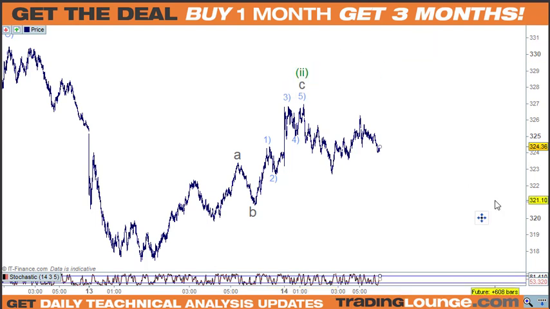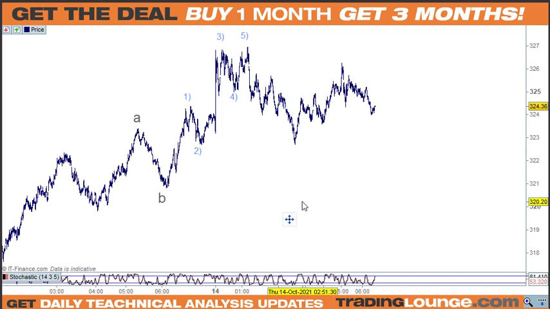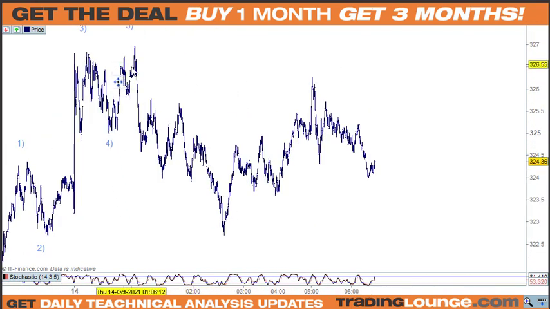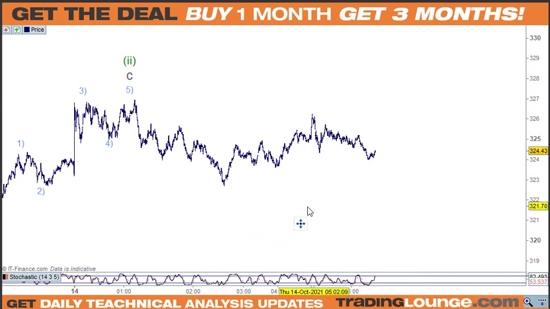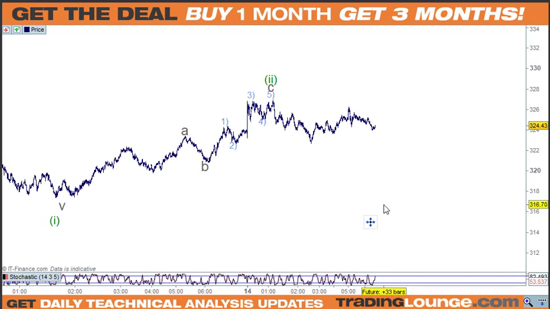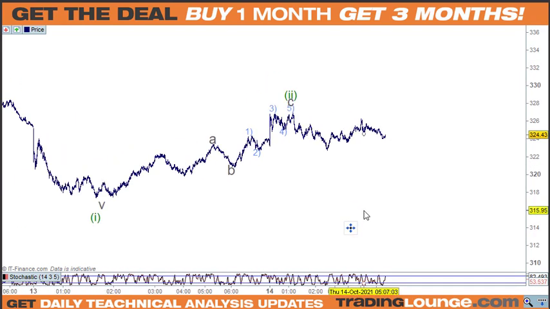That's how it would look if it was finished, but I just don't get 5 waves down here though. Yeah, sorry guys, I just don't know if we've got a top in play or there's one more little move to the upside.